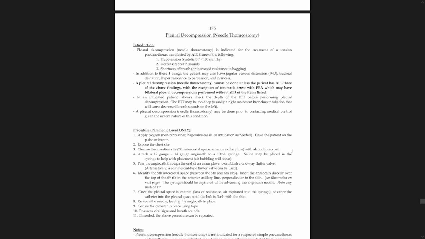A pleural decompression or needle thoracostomy cannot be done unless the patient has all three of the hallmarks above, with the exception of the traumatic arrest with PEA, which may have bilateral pleural decompressions performed without all three checked above. In an intubated patient, always check the depth of the ETT tube before performing pleural decompressions. The ETT may be too deep, usually a right mainstem bronchus intubation, that will cause decreased breath sounds on the left side. A pleural decompression may be done prior to contacting medical control given the urgent nature of its condition.